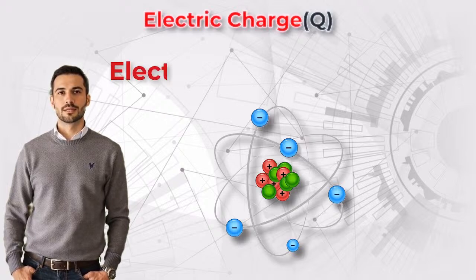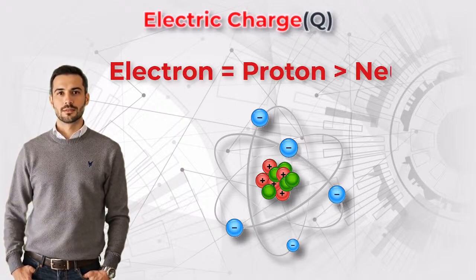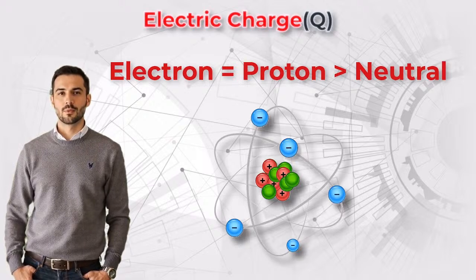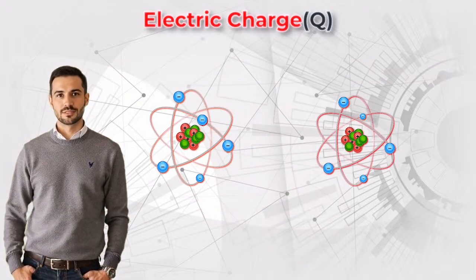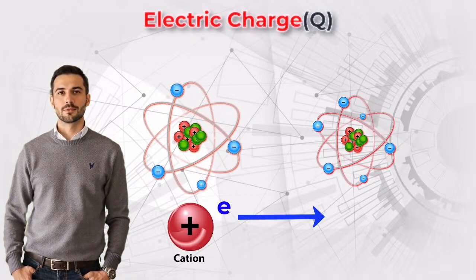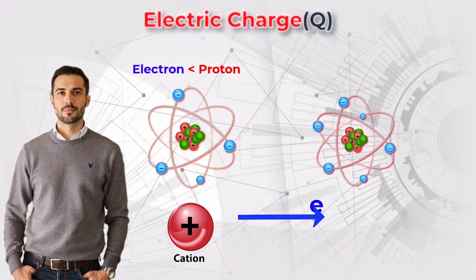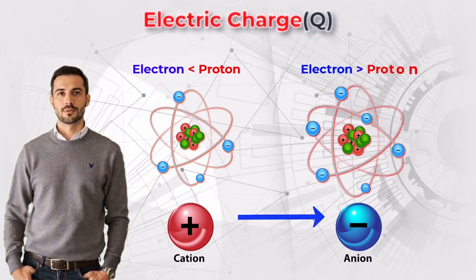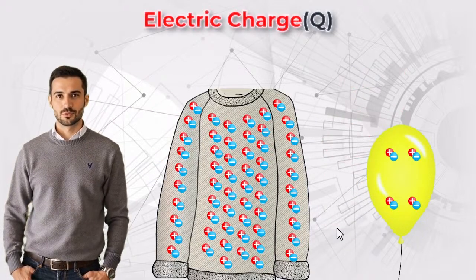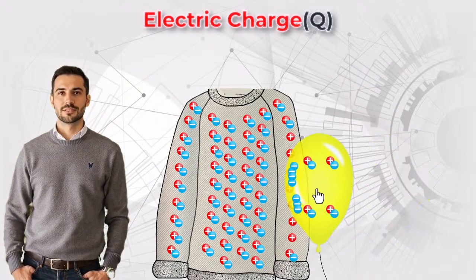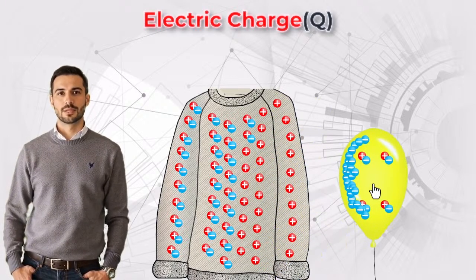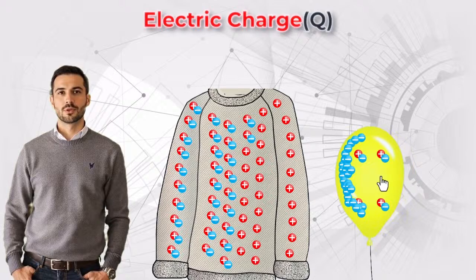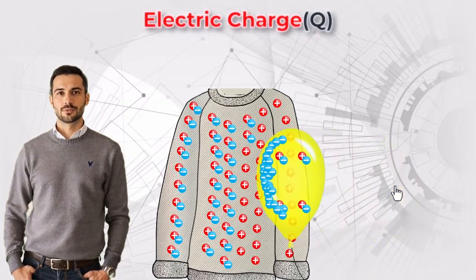Normally, all objects have the same number of electrons and protons, making them electrically neutral. However, if an external force causes an object to lose electrons, it becomes positively charged because it now has more protons than electrons. Conversely, the object that gains these electrons becomes negatively charged because it now has more electrons than protons. Example: have you ever rubbed a balloon on your clothes and noticed it sticks? This happens because the balloon becomes negatively charged, and the clothes are positively charged, creating attraction between them.